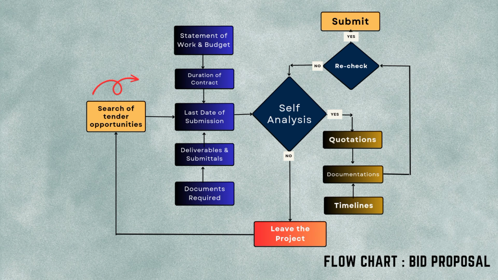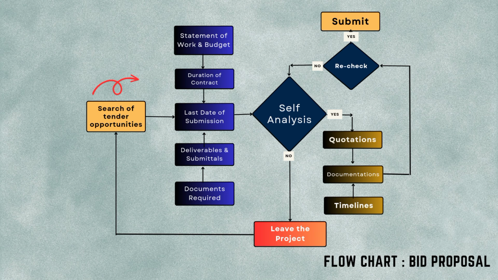and again we start from the point, that is the search of tender. We start searching for another. Then yes, if we consider that we can do this and we can complete this project well in time, and we can compete with our competitors, then we move forward and prepare the quotations for that particular project. Then we complete the documentation. Most of the forms and other materials are available with the contract. We fill them properly as advised by the department.